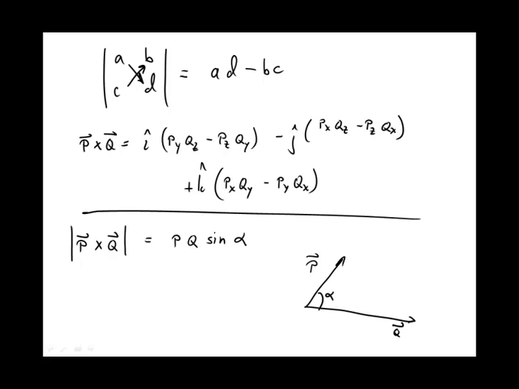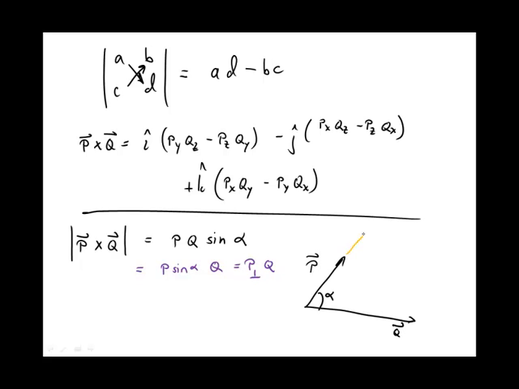And if we think about the parallel component that we used before, in this case we're going to look at the perpendicular component. So this is p perpendicular. The sine of alpha equals opposite, p perpendicular, over hypotenuse, p. And so this is equal to p sine alpha times q, which is the same as the component of p perpendicular to q times the magnitude of q. Let me repeat that. The component of p perpendicular to q times the magnitude of q.